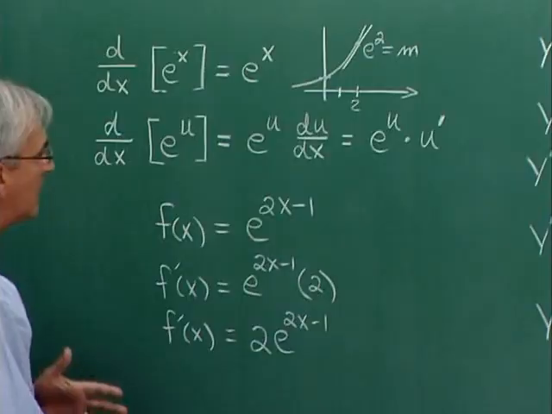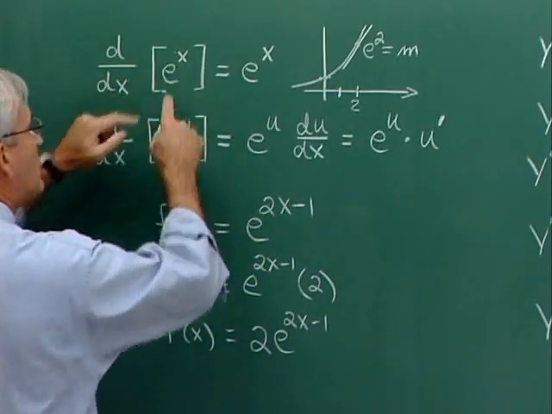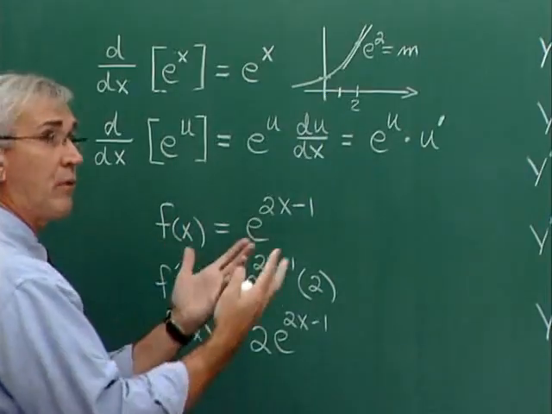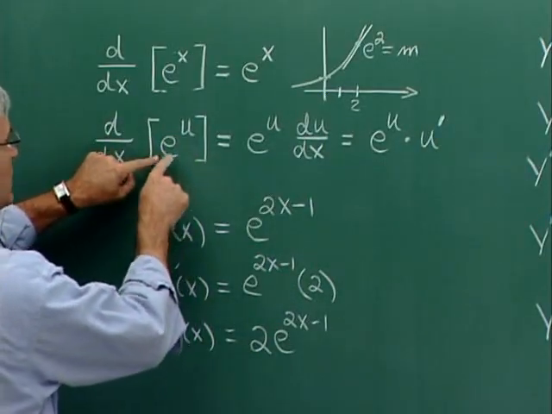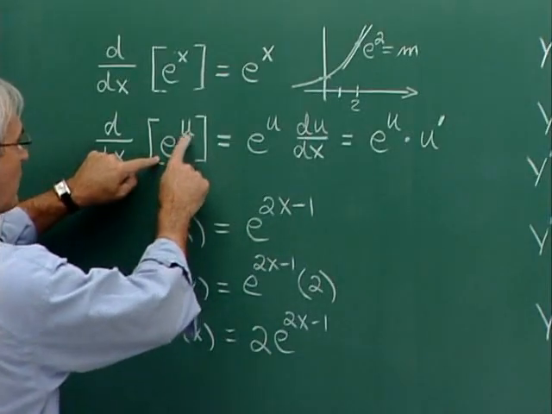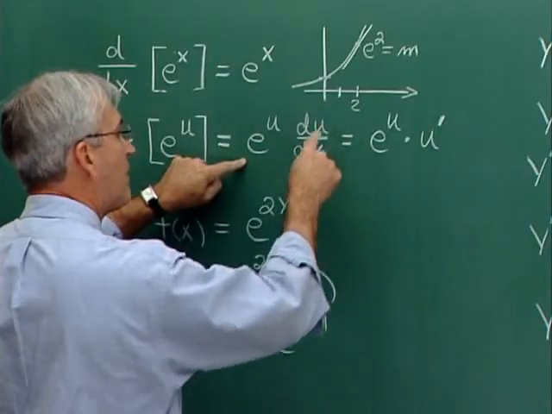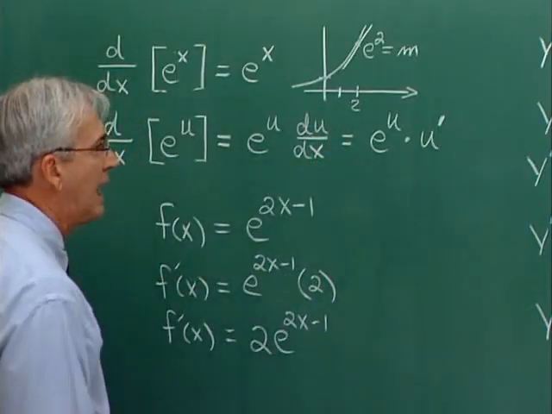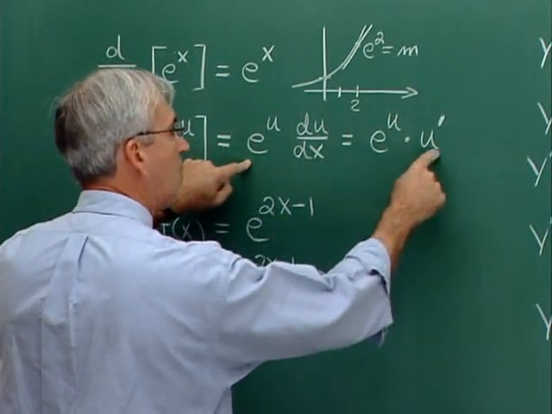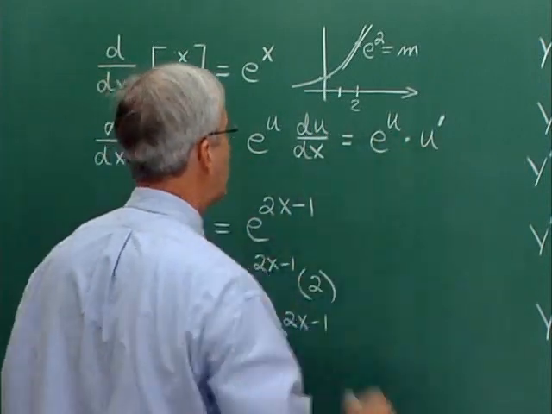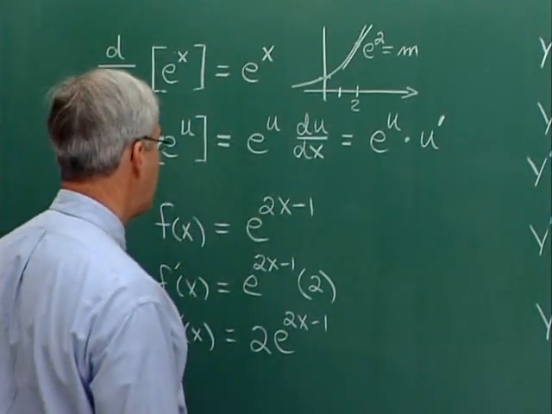Now, if we introduce a situation where the exponent is no longer x, but an expression involving x, then the notation is e to the u. The derivative turns out to be e to the u times the derivative of u with respect to x. A nice notation for that, I think, is e to the u times u prime. I kind of favor this notation over this one. It's just a little easier for me to use, but you take your choice.